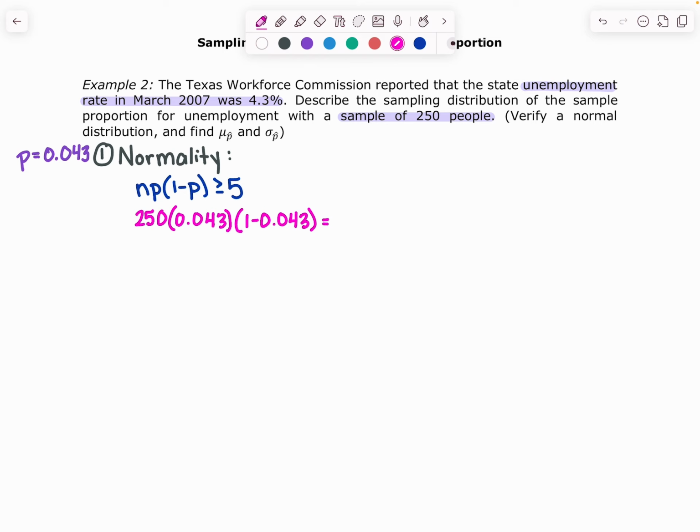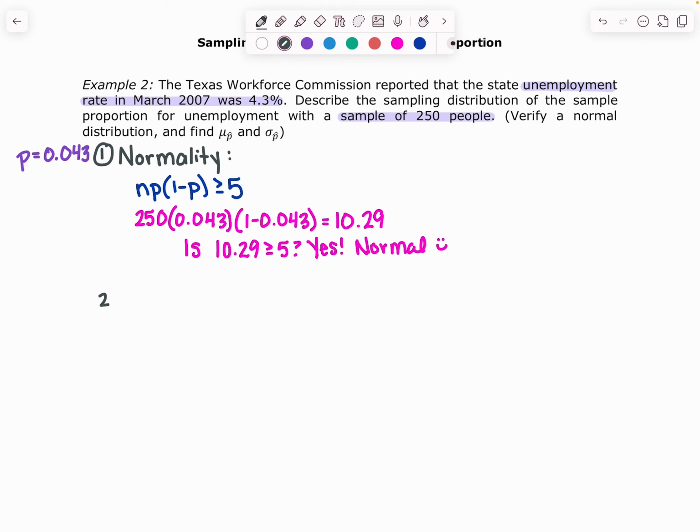And I got 10.29. So is 10.29 greater than or equal to 5? Why, yes, it is. Therefore, we have a normal distribution, which is great. I always draw a smiley face when we see that it's normal, because we need it to be normal.